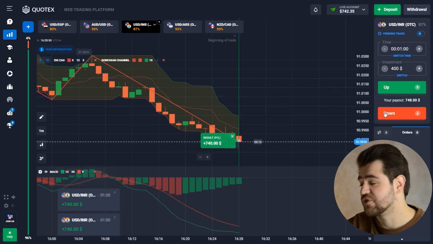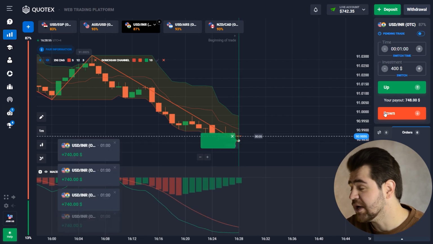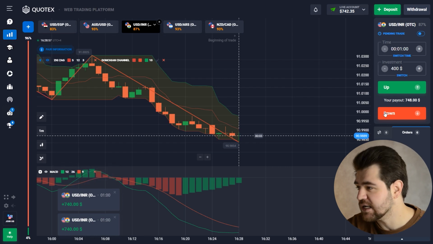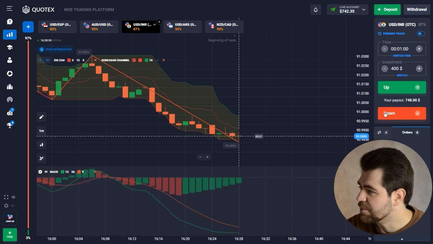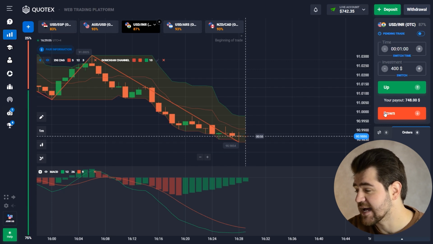Here is the profit from this, guys. So that's something interesting already. We have made 10x already on our balance, as you can see, a bit more even. So 742, we're gonna go ahead and place the next option.